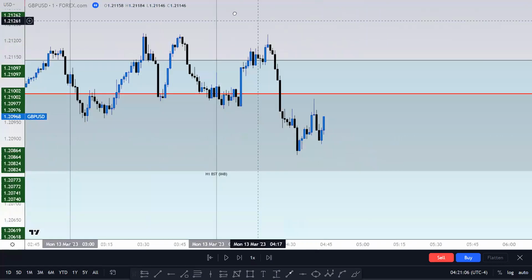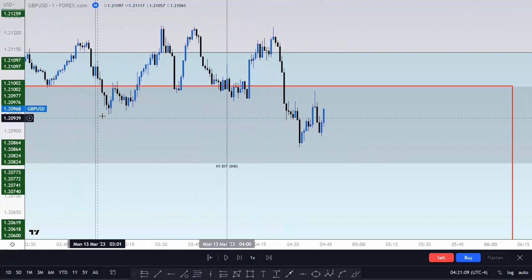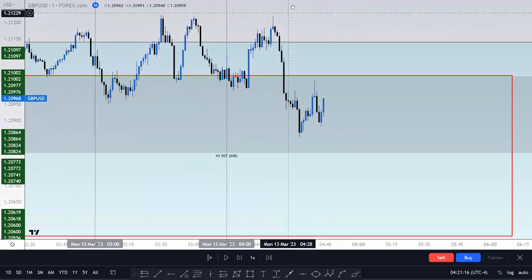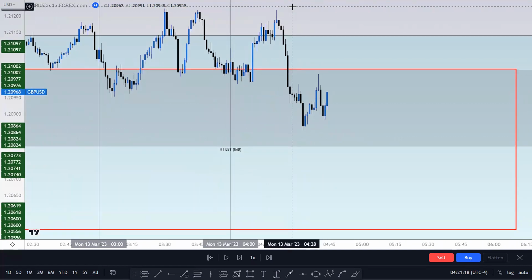That is one AOI. So the first AOI is price is taking out a short-term low, price has traded into an H1 sell side target, right? At this point, looking for an entry opportunity is valid, okay?